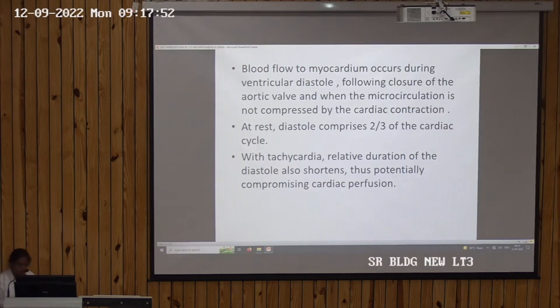Now, the blood flow to the myocardium occurs during the ventricular diastole. So when the other parts of the body do not receive the blood, it is the coronary arteries which receive the blood, because at this time the myocardium is relaxed and the microcirculation of the heart is not compressed by the myocardium. Usually at rest, the diastole comprises two-thirds of the cardiac cycle, and therefore when tachycardia occurs due to any cause, it shortens the cardiac cycle and thus shortens the diastole, compromising the oxygenation of cardiac muscles.